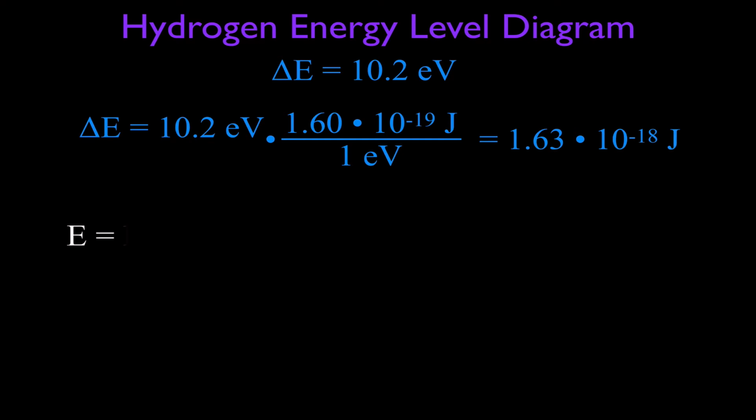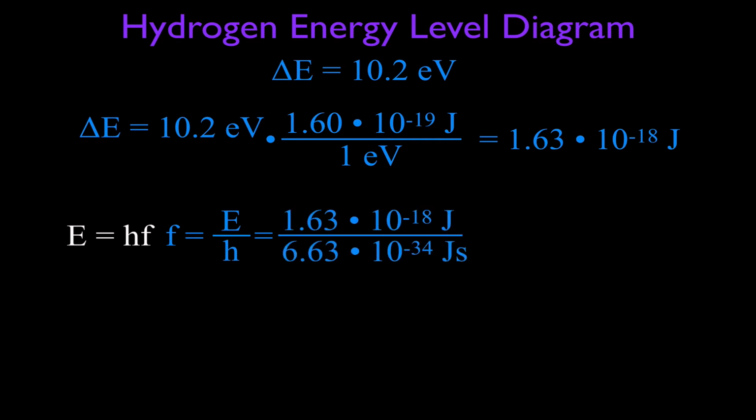And then we can convert from joules using our energy equation, where the energy is equal to Planck's constant times the frequency. We can solve this for the frequency, and we get that the frequency is equal to E divided by h, which is the energy in joules. When we use this equation, the energy has to be in joules, not in electron volts. So we can take 1.63 times 10 to the minus 18 joules, divide that by Planck's constant, which is 6.63 times 10 to the minus 34 joule-seconds, and we get that the frequency is 2.46 times 10 to the 15 hertz.